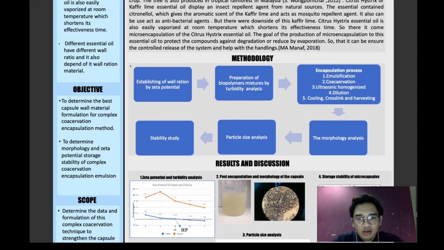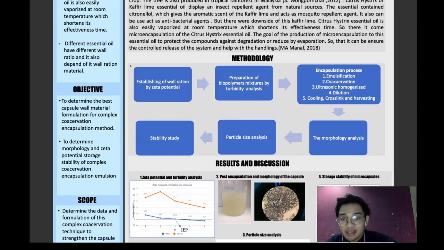The next step is preparation of the biopolymer mixture by turbidity analysis. In this step, we mix the chitosan and gelatin solutions at the corresponding pH using their wall ratio values. We put the mixtures in a UV-vis to identify the turbidity. The mixture with the highest turbidity at its corresponding pH will be chosen as the wall ratio value. After finding the wall ratio value, the next step is to use the best wall ratio value in the encapsulation process, which includes emulsification, coacervation, ultrasonic homogenization, dilution, cooling, crosslinking, and harvesting.